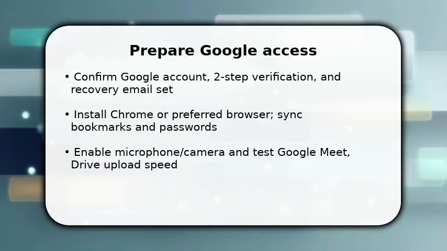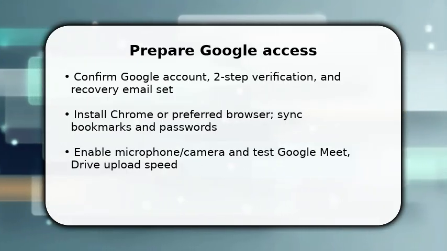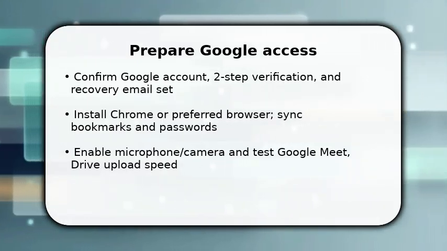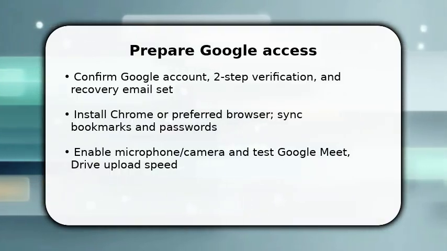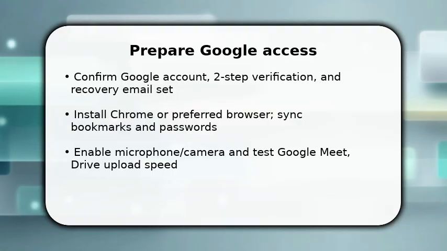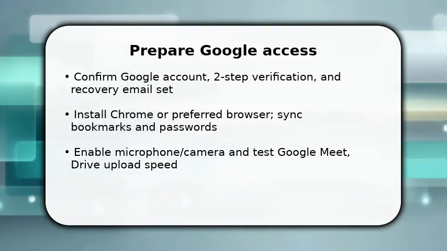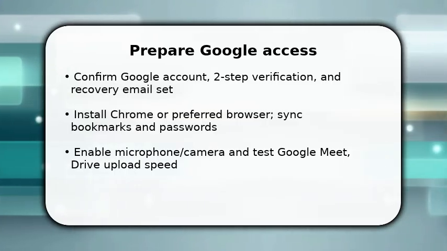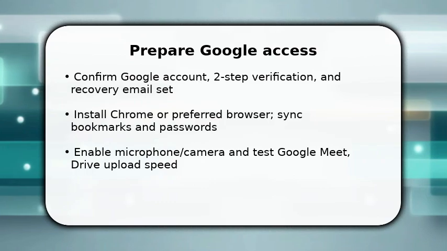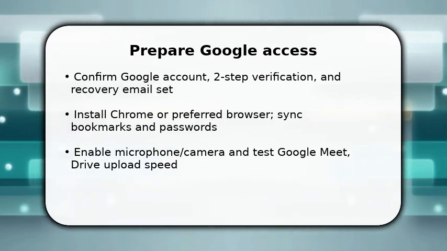You start by securing and verifying your Google account so permissions flow smoothly. Sign in and enable two-step verification to protect access. Once done, install Chrome or your preferred browser and sign in to sync bookmarks, extensions, and saved passwords. Make sure your mic and camera are enabled, then test Google Meet and a Drive upload to check bandwidth. These steps reduce friction and protect data, so you can move into day-to-day workflows without repeated logins or lost time.